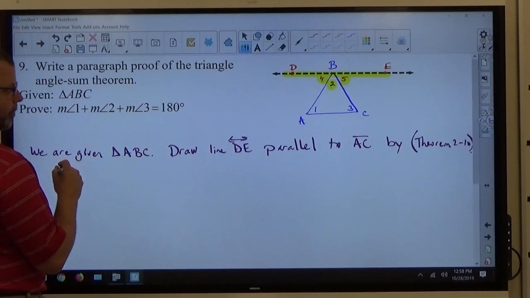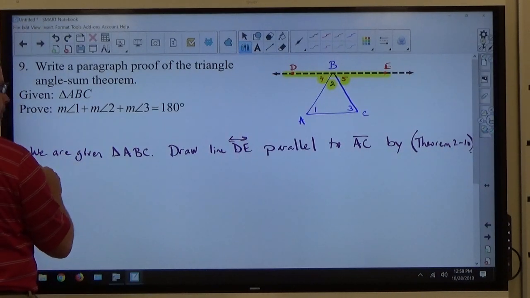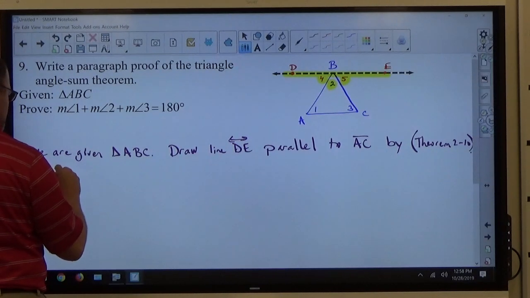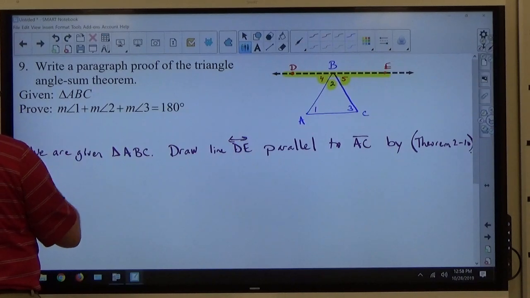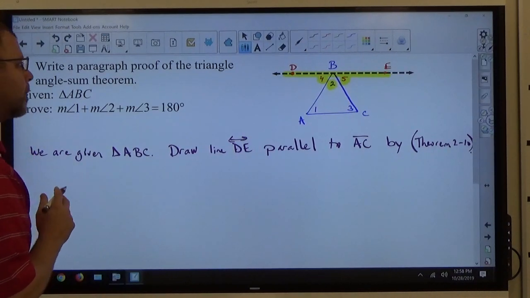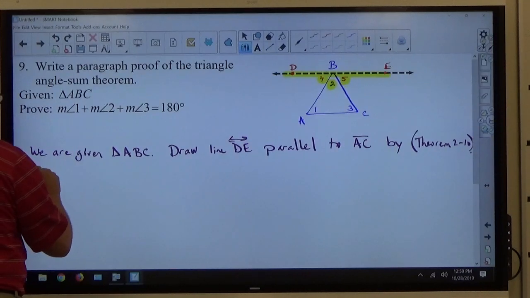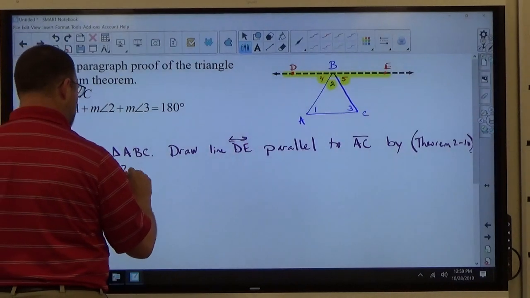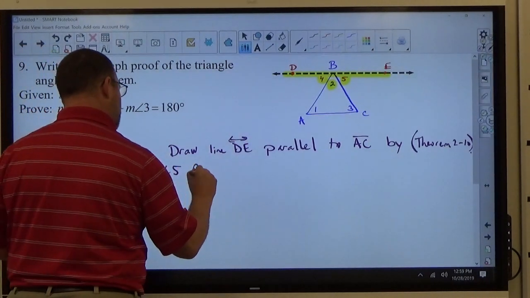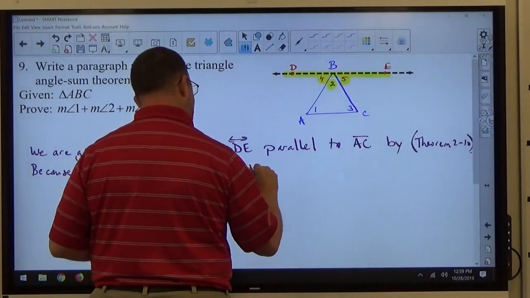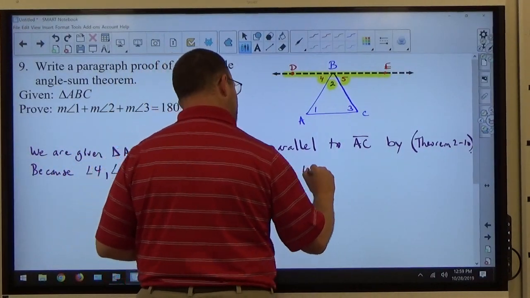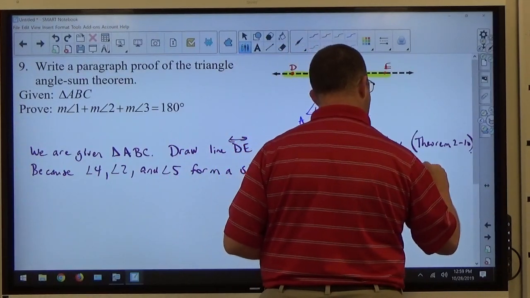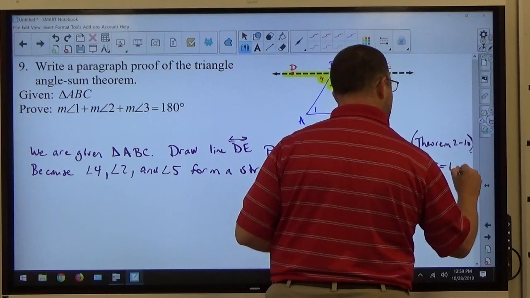So we can go with, think of good wording here, make a good sentence. Because angle 4, angle 2, and angle 5 form a straight line, measure of angle 4 plus measure of angle 2 plus measure of angle 5 equals 180 degrees.